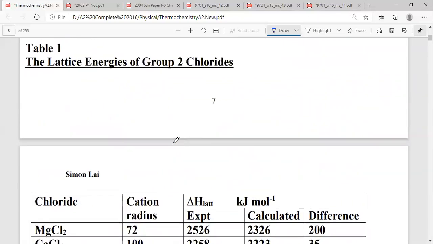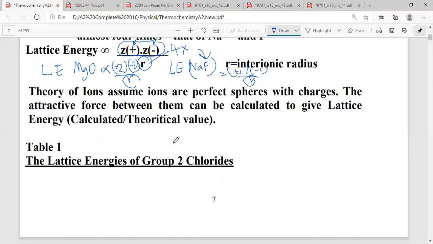So now the other one, of course, is comparing here. Before you compare this one here, there's a theory called the theory of ions. I want to put this in red.